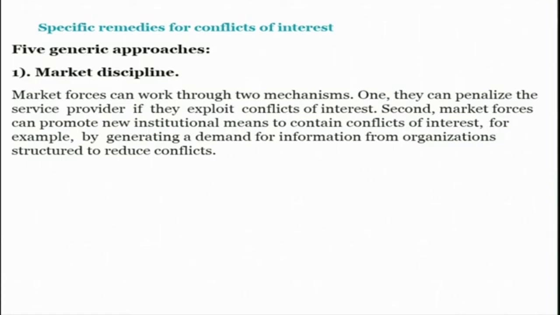One is market discipline. Market discipline means market forces can work through two mechanisms. One, they can penalize the service provider if they exploit conflict of interest, through demand and supply forces. If you know that somebody is giving manipulated information, obviously their reputation will be affected, and finally over time they will be out of the market. And second, market forces can promote new institutional means to contain conflict of interest, for example, by generating a demand for information from organizations structured to reduce conflicts.